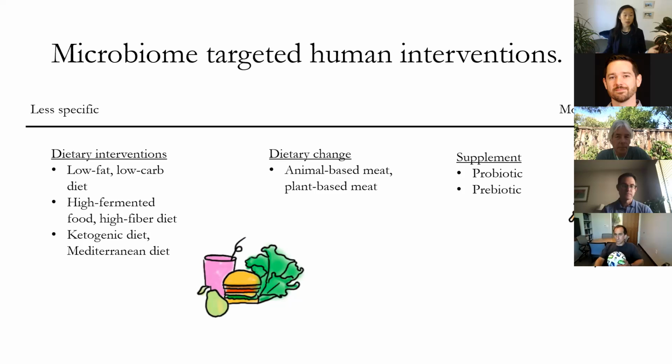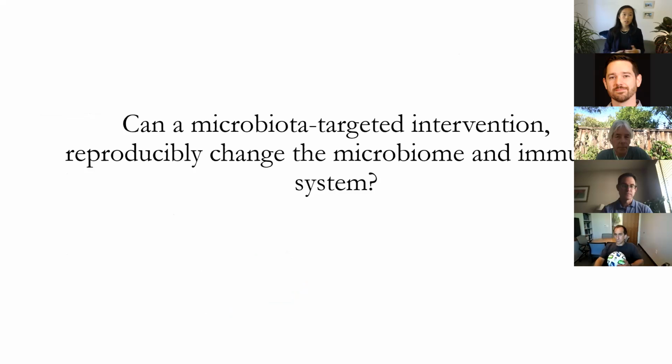So these are not just hypothetical examples. These are all studies that are being run by the Sonnenburg and Gardner groups. I've been extremely lucky to be able to play at least a small part in all of these, but today I'll be focusing on the high fermented food, high fiber diet, as well as the probiotic supplement. So our key question here is, can a microbiota targeted intervention reproducibly change the microbiome and, by extension, the immune system?